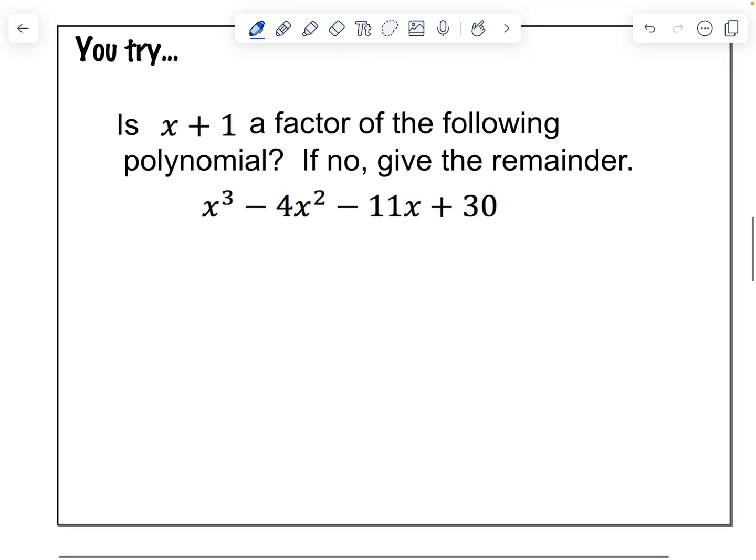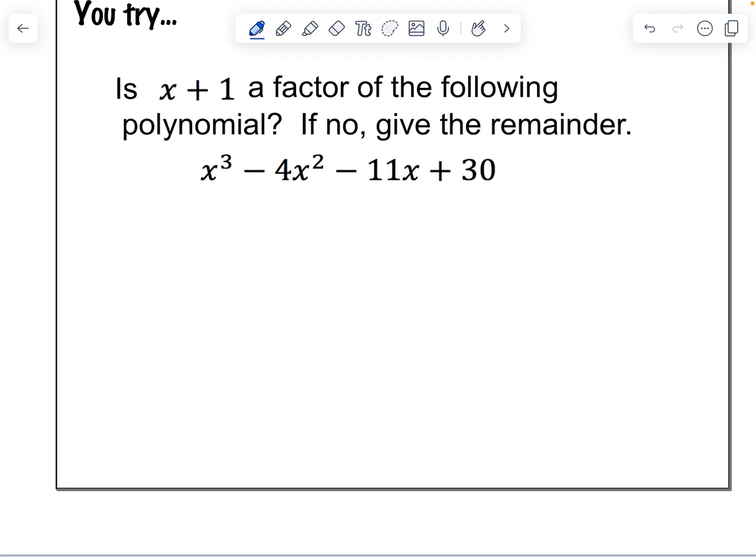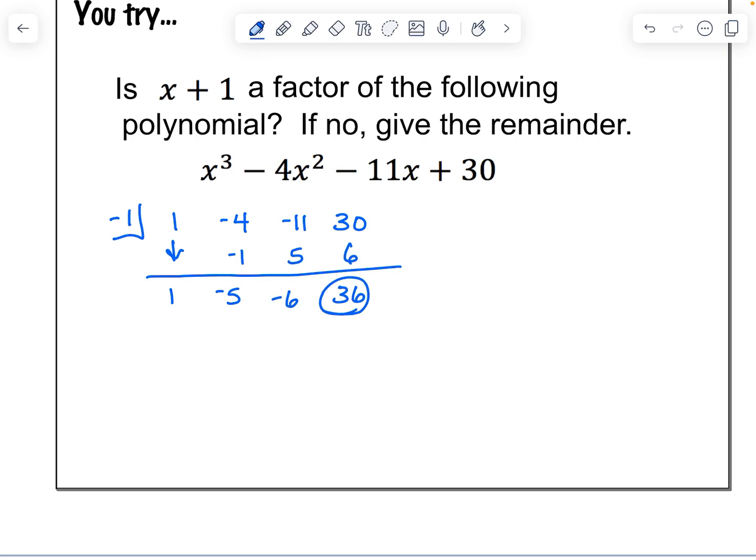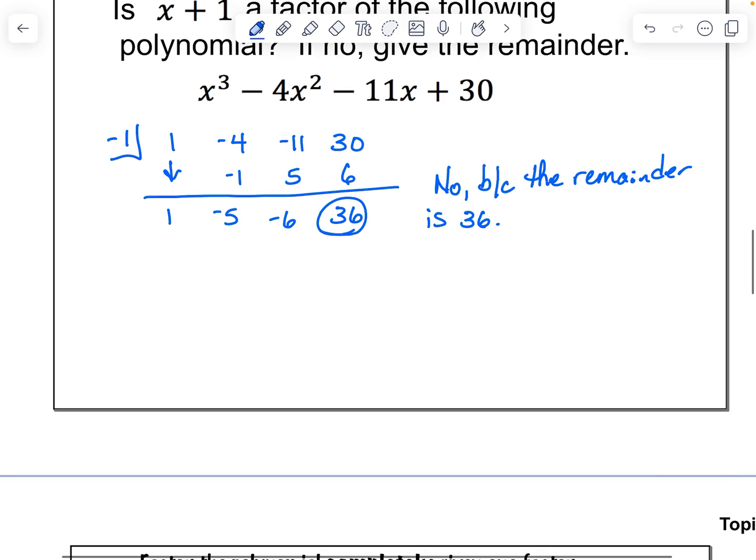So is x plus 1 a factor of the following polynomial? If no, give the remainder. So you can pause the video, you can work through this one, or you can play it. It would be better if you work through it. I'm just going to keep working. So this one is no, because the remainder is 36. Or you could just put no, the remainder is 36.